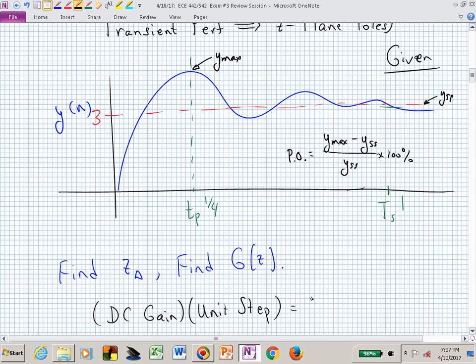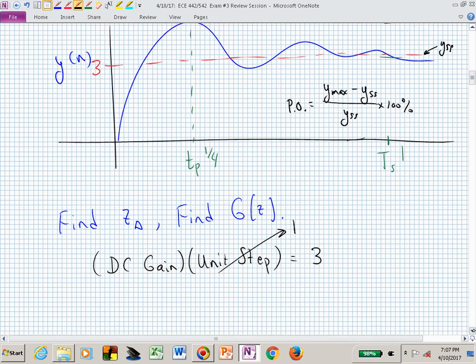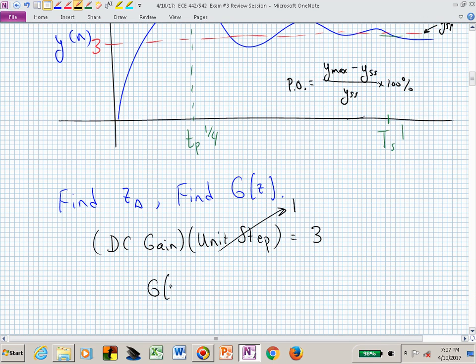And this unit step is 1, so now I know the DC gain of my system. I now know the DC gain of this G of Z is equal to 3. Or I can say that whatever I find for G of Z, whatever I've parameterized G of Z to be, if I evaluate that at Z equal to 1, I'm going to have to make that equal 3.